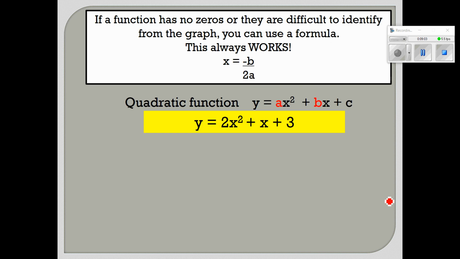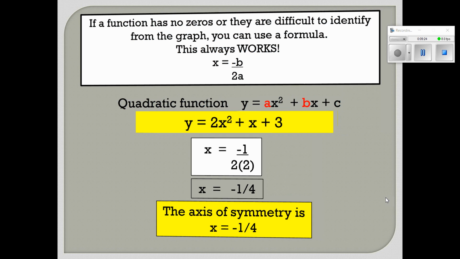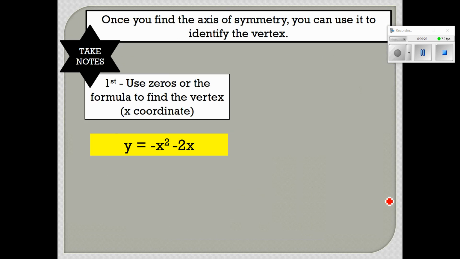One more practice. Here, the a term is equal to 2. The b term is equal to 1, and the c term is equal to 3. So we're going to go -b, which is -1, divided by 2 times the a term. So here, you will see that the axis of symmetry is -1/4. So you can always do it mathematically.